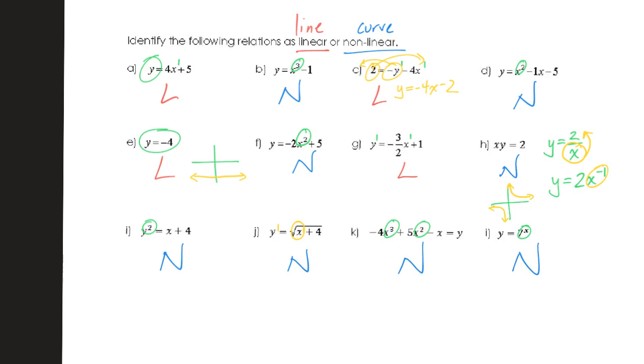So your job now, jump in and get some more practice going through and cranking out. Can you identify a line or a curve? Okay, good luck.